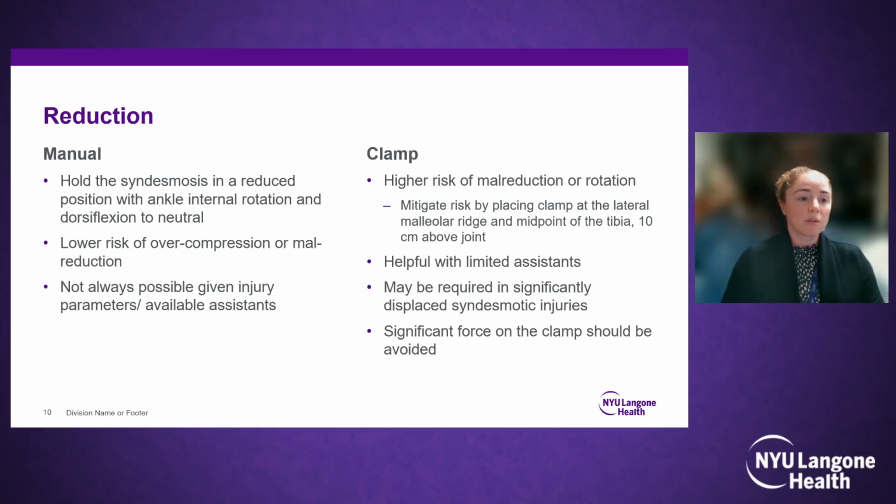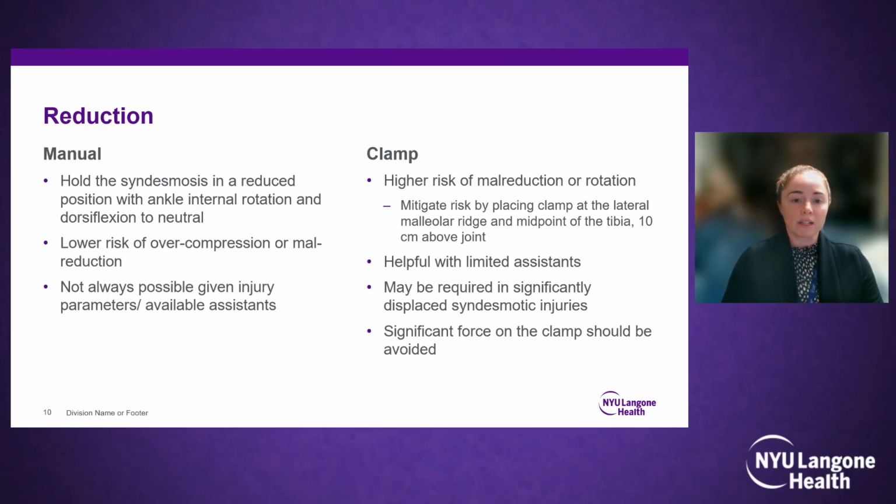They've shown that the manual reduction has a lower risk of overcompression or malreduction, but it's not always possible. So if you don't have a lot of assistance available, if you have a really severe and widely displaced syndesmosis, this might be challenging to hold it manually. And if it's not able to hold the syndesmosis manually, you might need a clamp. But clamping the syndesmosis, they've found, has had a high incidence of malreduction or malrotation. So you have to be really critical about where you place your clamp.